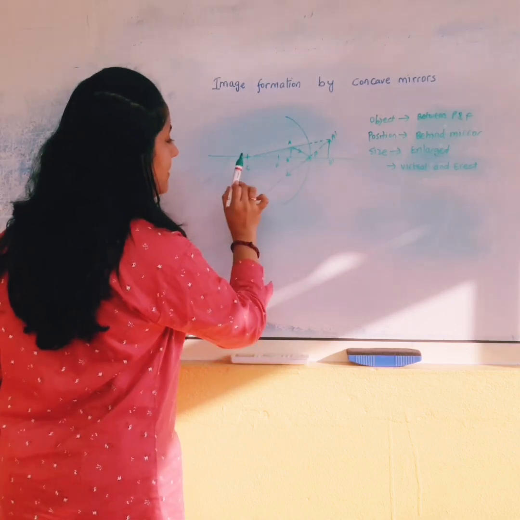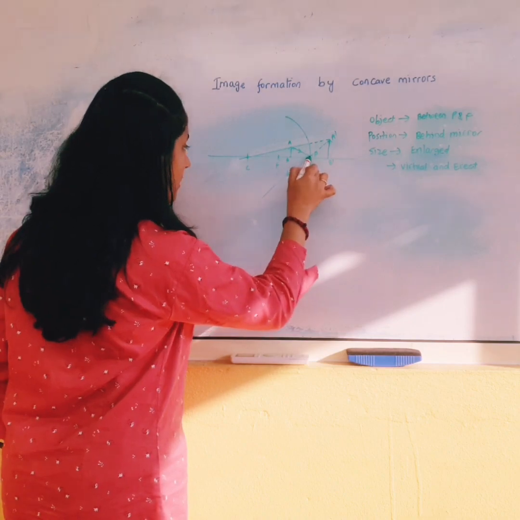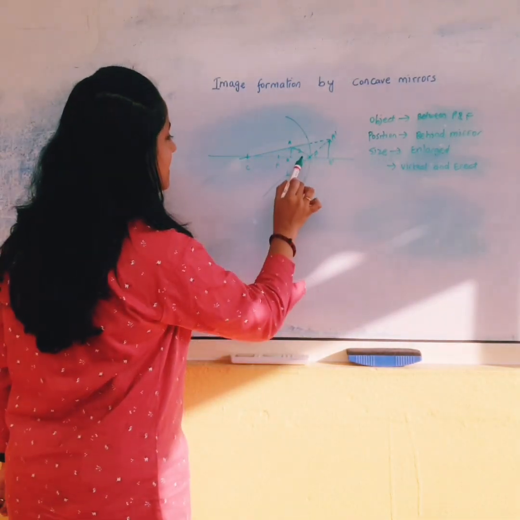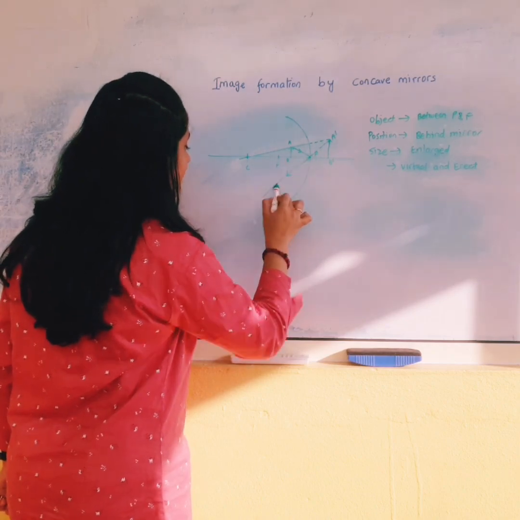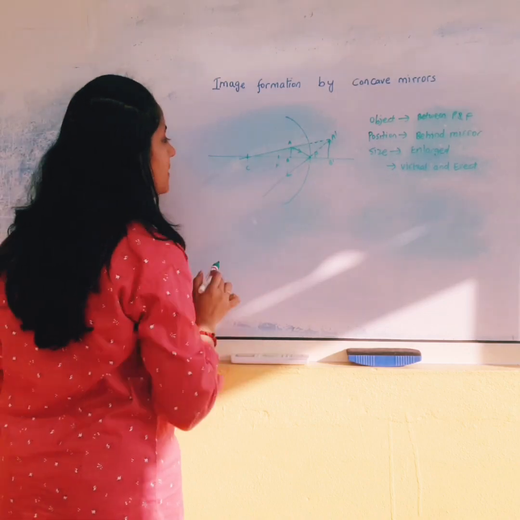Okay. So from here, first ray we are taking, it touches pole. When it touches the pole, it follows law of reflection. Angle of incidence is equal to angle of reflection and it passes this way. So the path is shown here.